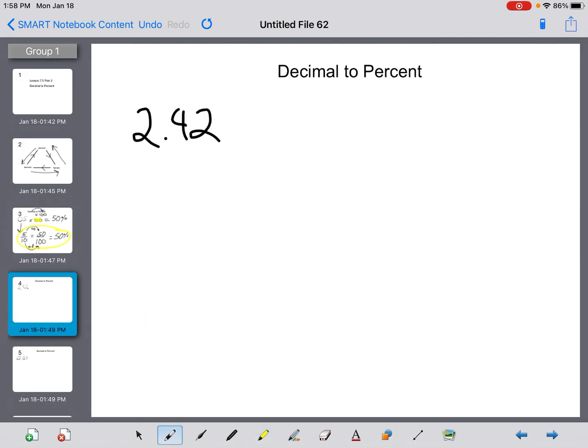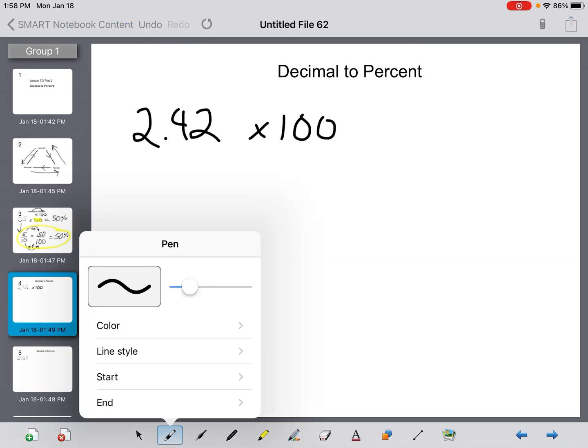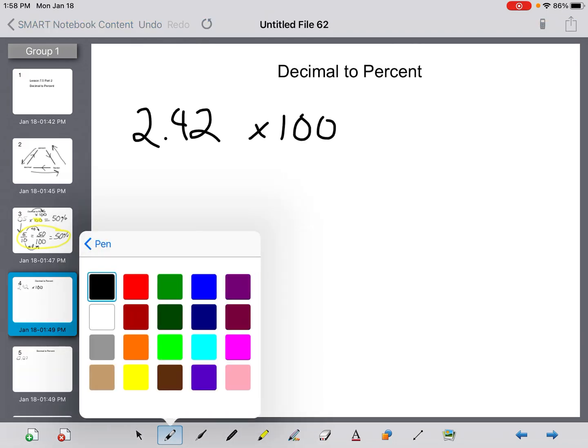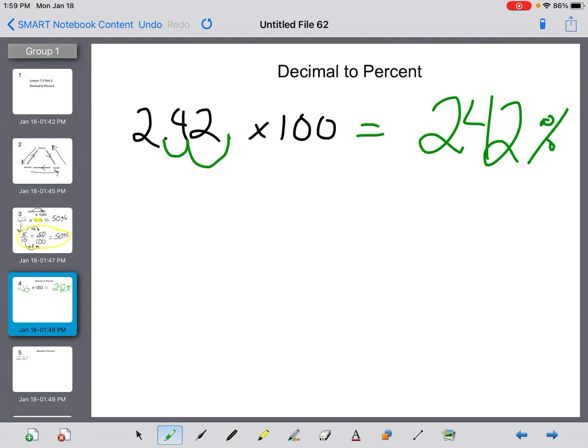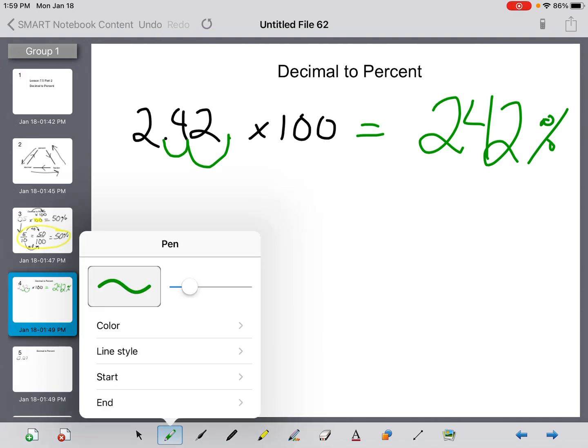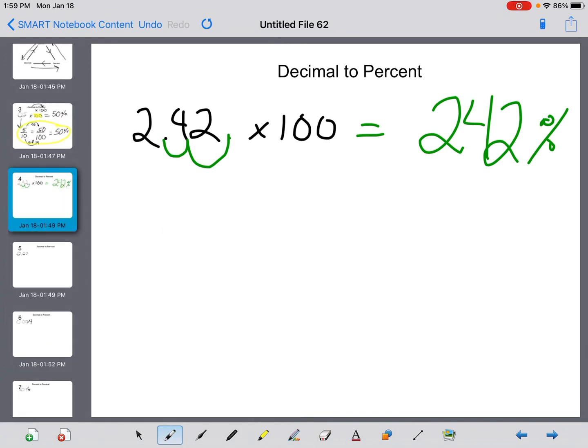So here I have 2 and 42 hundredths. So I'm going to multiply by 100. I'm just going to pick a different color so you can see. When we multiply by 100, we bump our decimal place once and then twice. So my final answer is 242. 242 what? And this is very important. Don't forget your percent sign, please. 242%. So we're just going to do a bunch of examples so we get the hang of it.